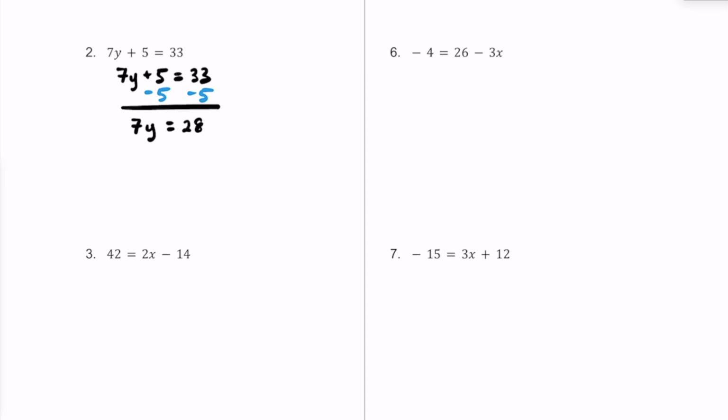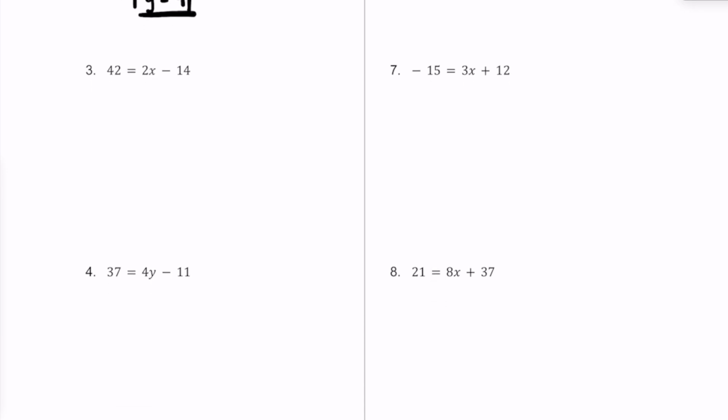Now we have a one-step equation, so we want to find y, or get the coefficient for y to be 1, and right now it's 7, so we can go ahead and divide both sides by 7 here. 7 divided by 7 is 1, so we have 1y, or just y. And on the right side, 28 divided by 7 is going to be 4. So y equals 4 would be the solution to this equation.